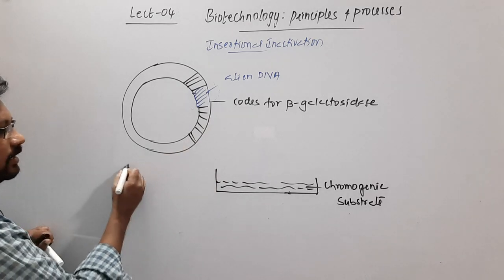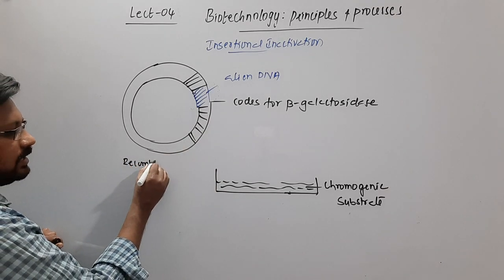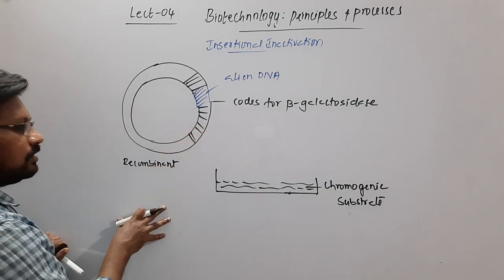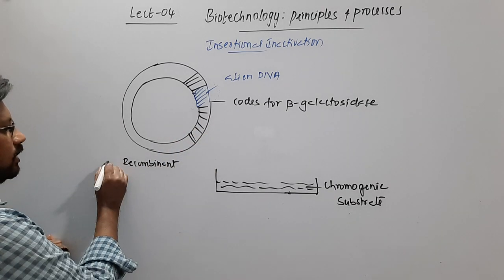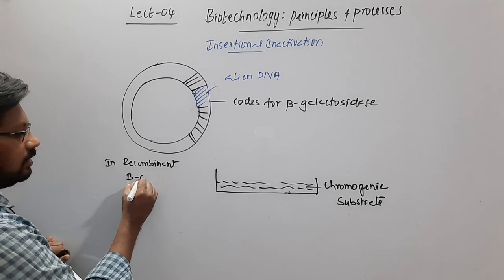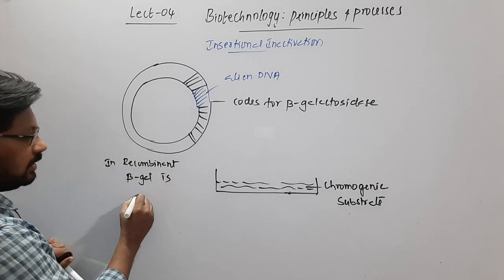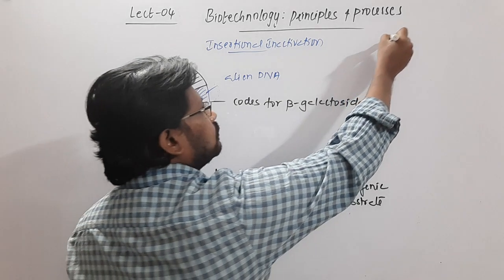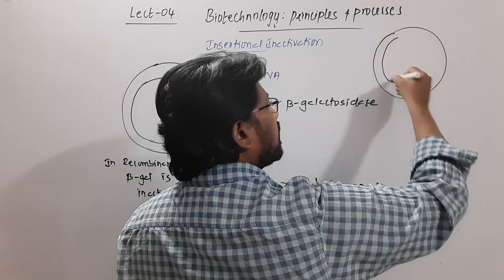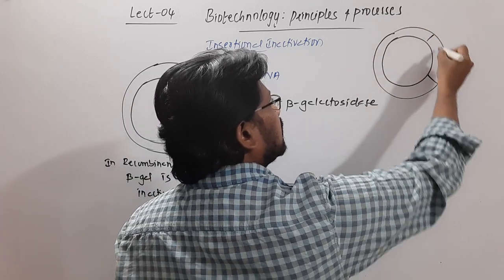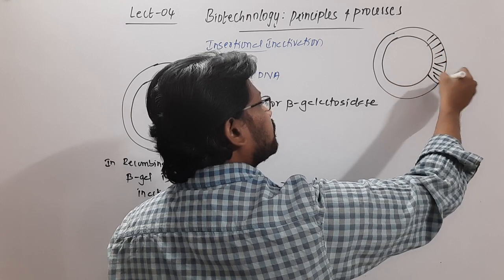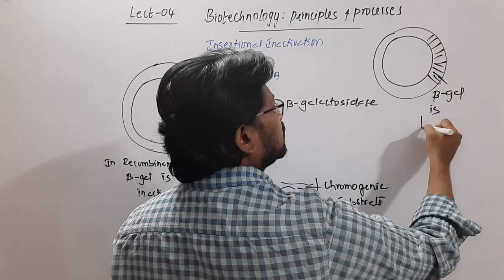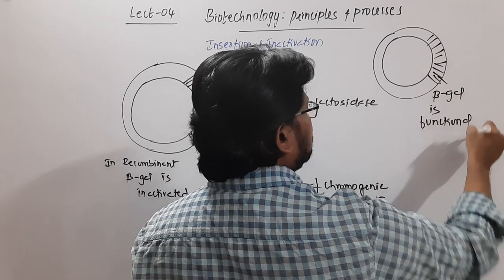Now this is a recombinant. In the recombinant, the beta galactosidase is inactivated or non-functional. And if you look at another one, this is another plasmid. In this, the beta gal is functional.